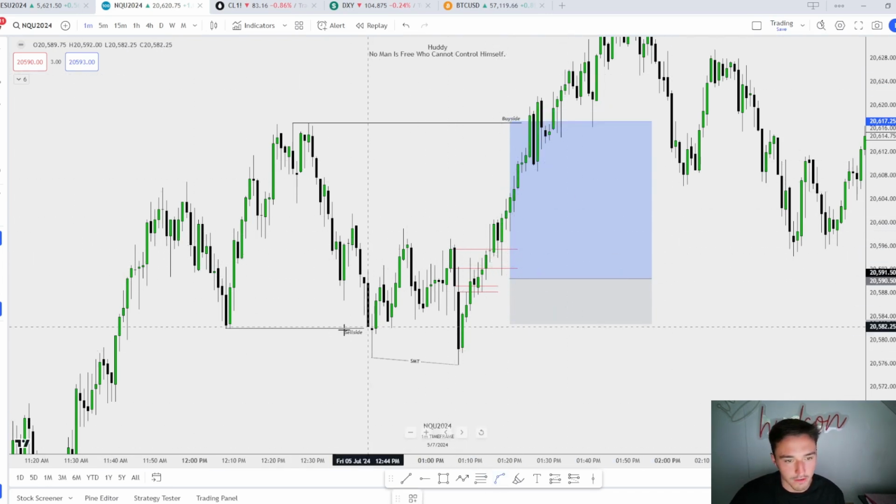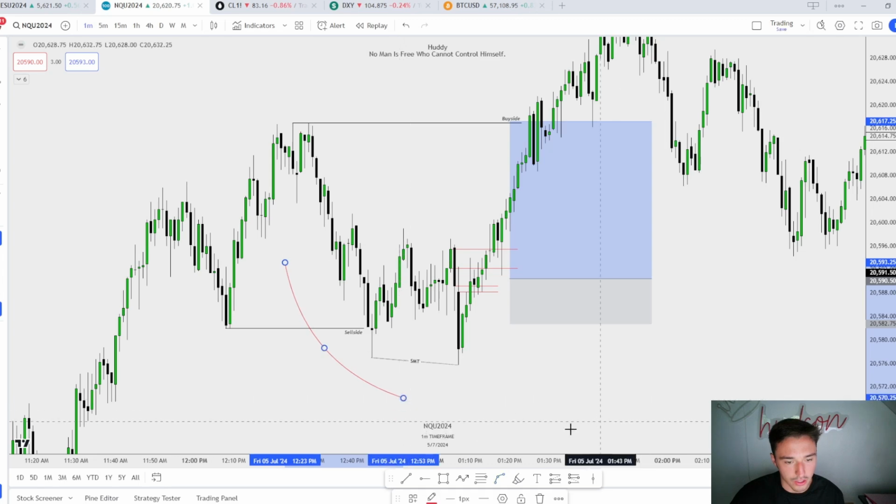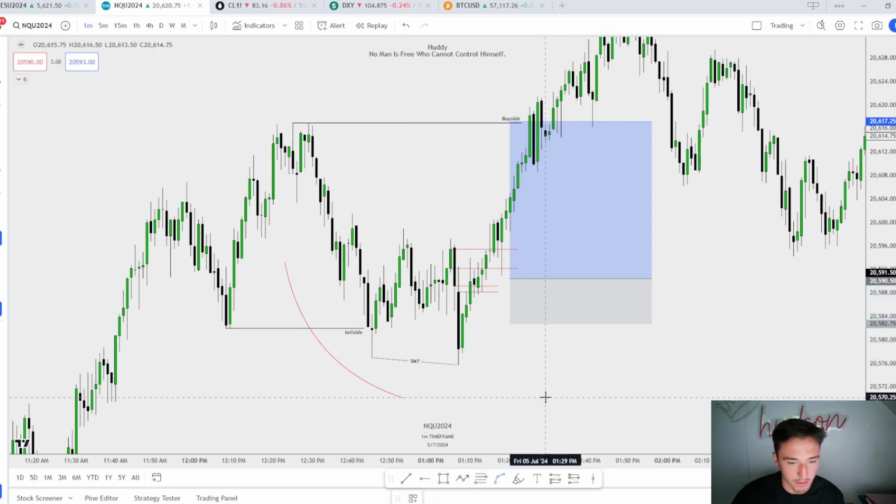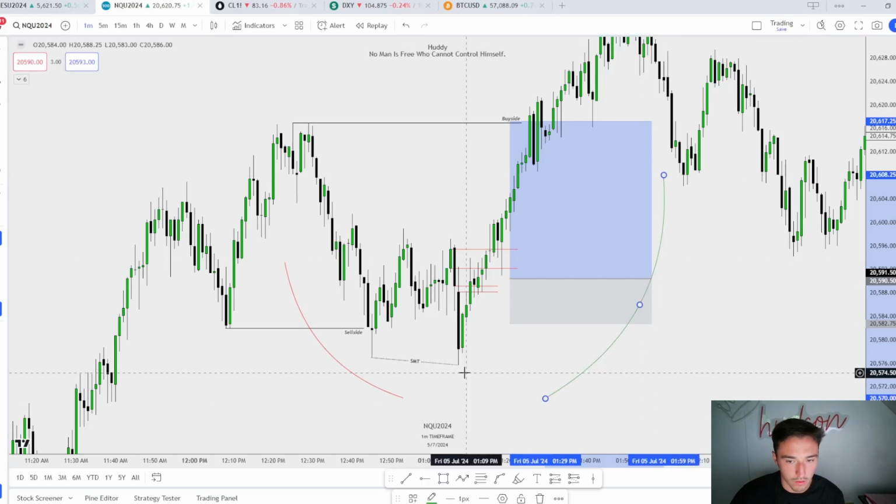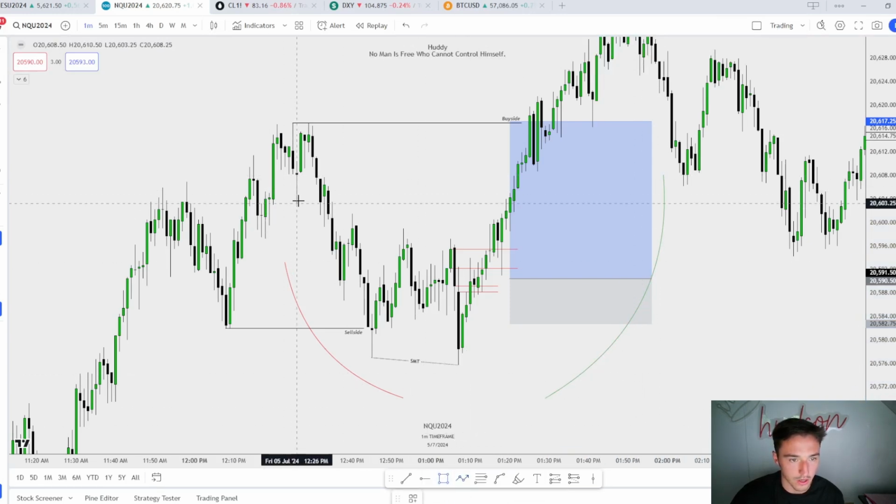The thing I should have done differently is realized, hey, this is just a lower time frame market maker buy model back up to this high. So what do we see? Original consolidation up here. We have an original consolidation, sell side of the curve, right? Imbalance holds that to go to this low, retake this low to form SMT.